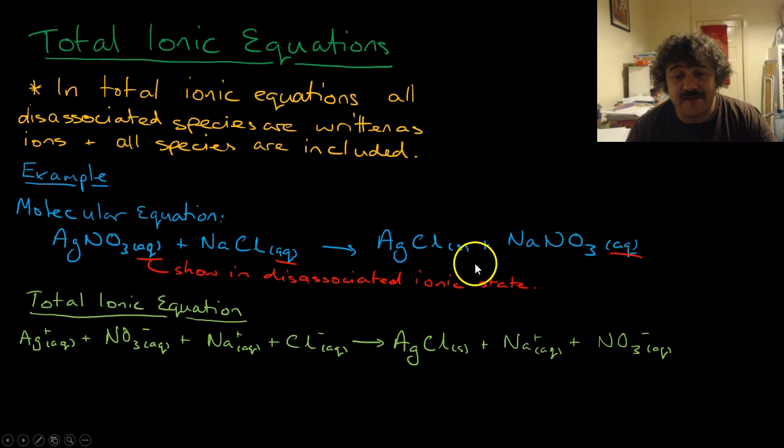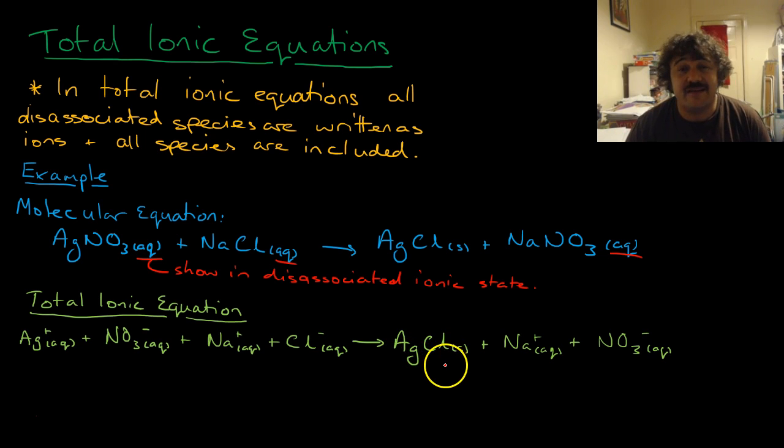Now it's balanced. There was no balancing needed for this equation, but it needs to be balanced. Nitrate with a minus. Nitrate has a valency of -1. Sodium has a valency of plus 1. Chlorine has a valency of -1. And you see how they're all written out. Everything's there.